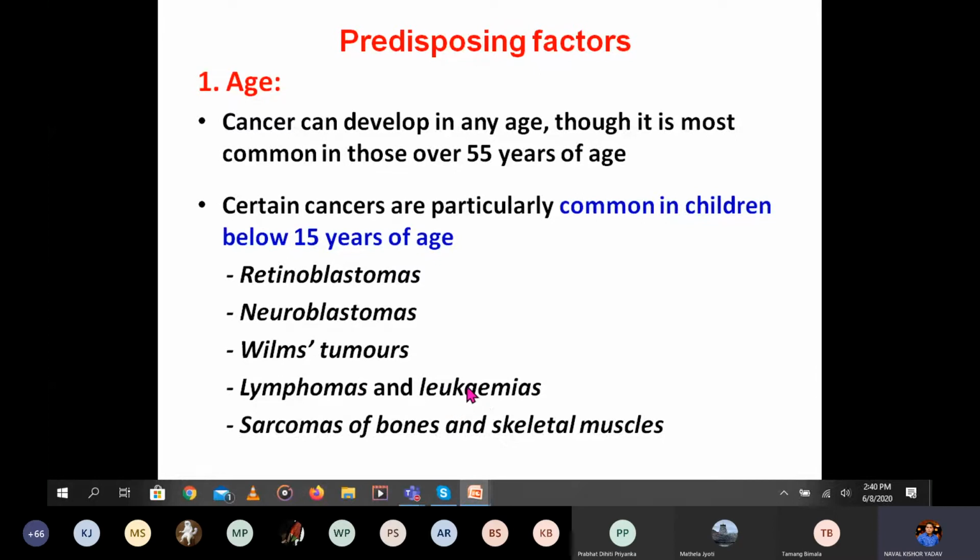Lymphoma is a cancer of the lymphocytes, which are blood cells. This is due to the increase in the number of lymphocytes, and leukemia is a blood cancer. Sarcoma is a cancer of the connective tissue. So these are a few examples which are common in children below 15 years of age. But cancer can occur in any age group, and in adults it is most common in the age group more than 55 years. This is one predisposing factor, that is age.